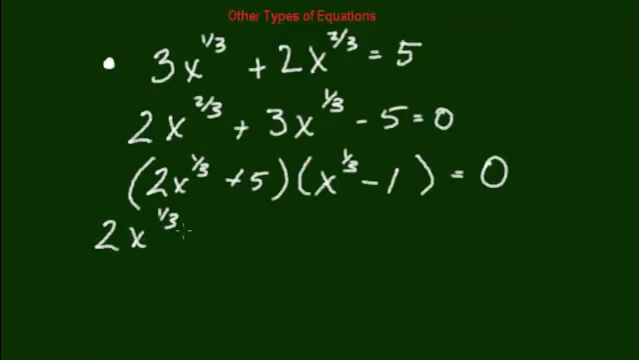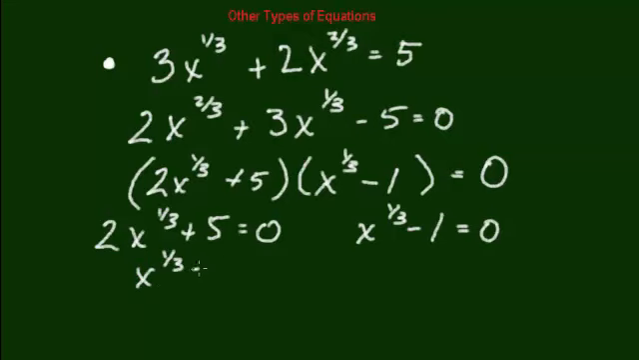So it's 2x to the 1/3 plus 5 equals 0, and x to the 1/3 minus 1 equals 0. Solving this, I'll subtract 5 from both sides and divide by 2, so that x to the 1/3 equals negative 5/2. Cubing both sides because I need to do the opposite of x to the 1/3, so I'm going to cube both sides. I will get x equals, let's see, negative 5 times negative 5 times negative 5 is negative 125/8.